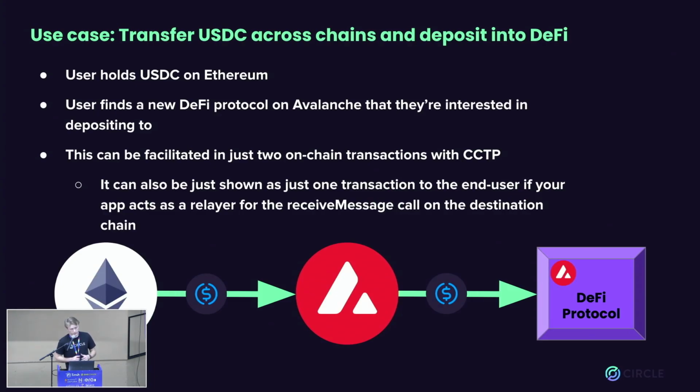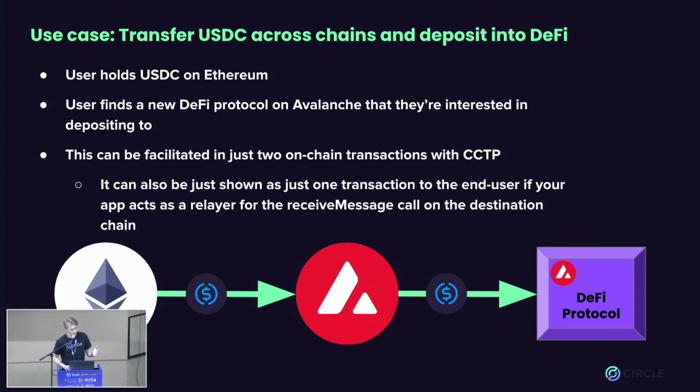The first contrived example that I'll show, which is more than just transferring USDC from one chain to another, is a simple example where we have a user holding USDC on Ethereum, and he finds some cool new DeFi protocol on Avalanche. He says he wants to interact with it. Problem is, he doesn't have any USDC on Avalanche. We can basically facilitate this on CCTP using just 2 on-chain transactions. You can also show it as just one transaction to the end user, which is the transaction on the source chain, if your app acts as a relayer on the back end, calling the receive message for the user.